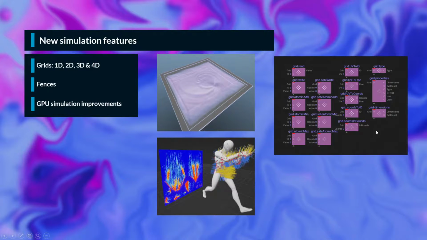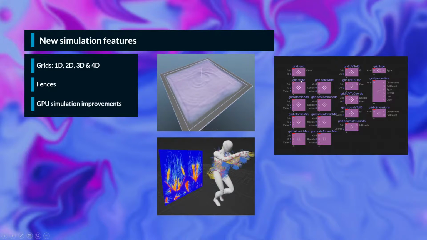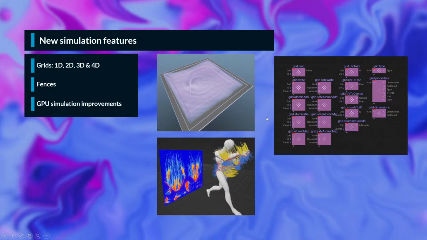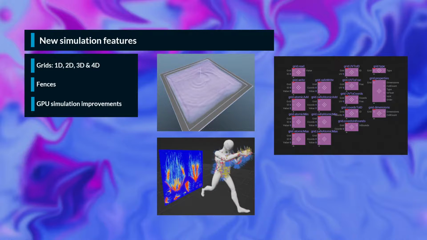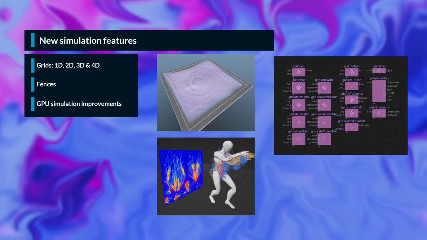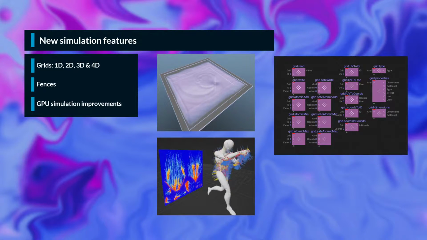On the right here, you see all the new helper nodes for grids. For those of you familiar with Unreal's Niagara, it's basically the same thing as a Niagara grid. It's low overhead access arrays.